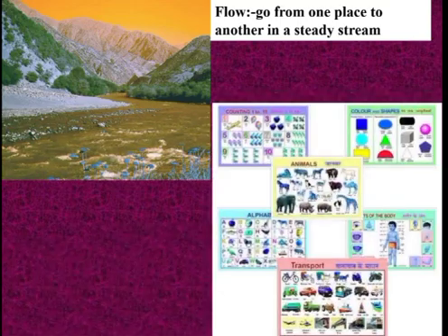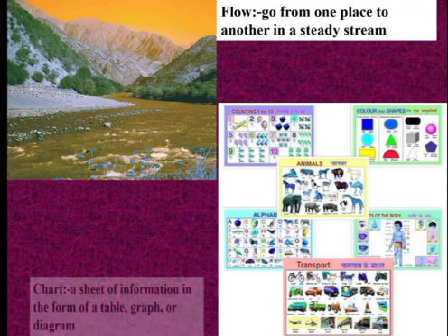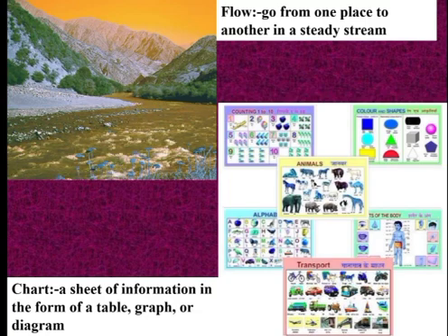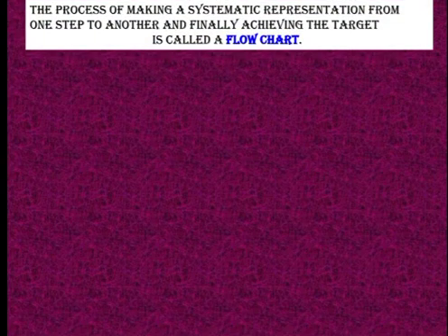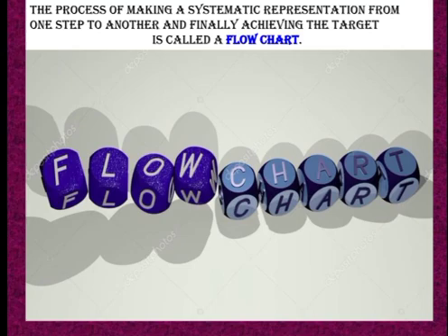And what does chart mean? You have seen many charts from your nursery till today. So, what is a chart? A chart is a sheet of information in the form of table, graph or diagram. So, today what are we going to see? We are going to see the process of making a systematic representation from one step to another and finally achieving the target, which is called a flow chart. So, let us see how to make a flow chart.